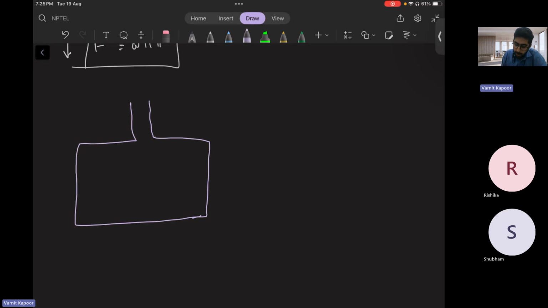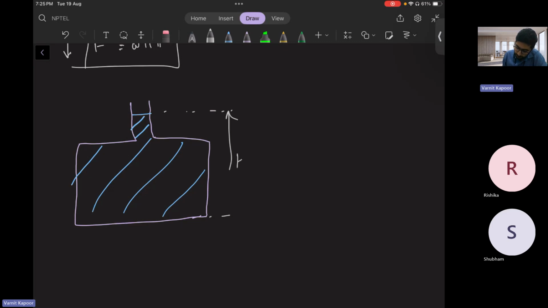Set up like this, and a fluid is filled up till here. This total height is capital H. The small height is small h. This small area is area a, and below has capital area A. So this height will be how much? Capital H minus small h, subtracting the small height from the total height.